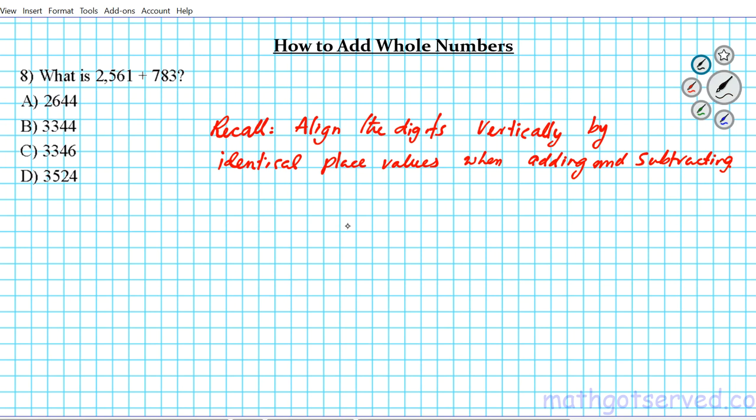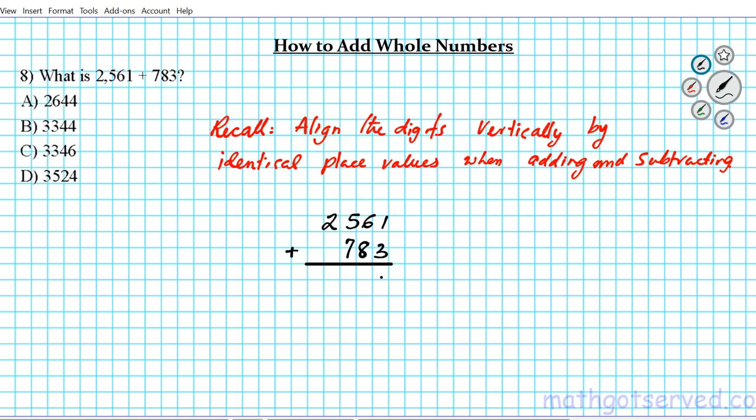So we have 2,561. So 783, this is hundreds, tens and ones place, right? So you want to put the 7 right underneath the 5, 8, 3. You see the importance of what we're talking about. Make sure that they're aligned vertically by identical place values so you do not make any errors with your computation. All right, so what we're looking for here is the sum. So let's go ahead and add it up.